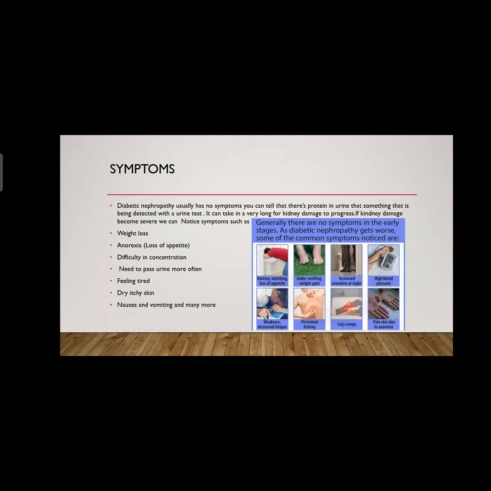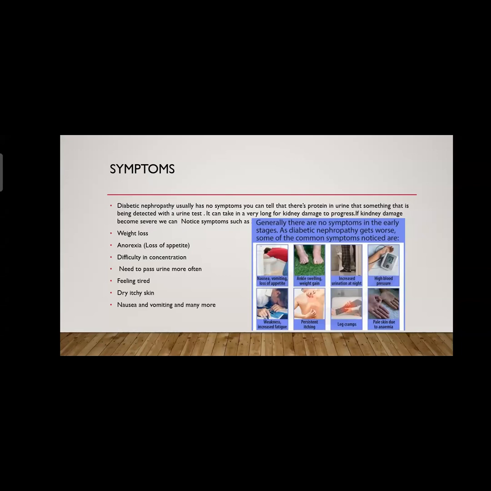So these are the symptoms. At first, diabetic nephropathy usually has no symptoms, but we can tell that there is protein in the urine after it is detected with the urine test. But slowly and steadily, if the kidneys are severely damaged, we can see symptoms such as weight loss and anorexia, that is a loss of appetite, and difficulty in concentration.